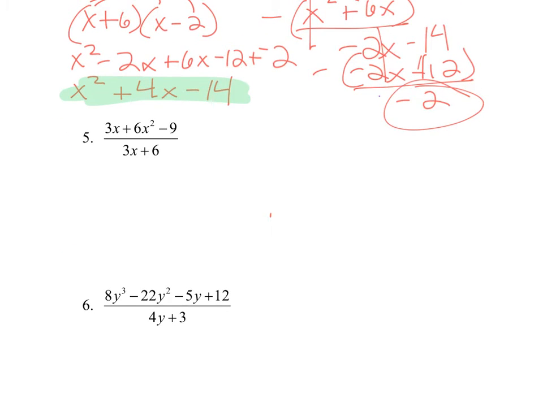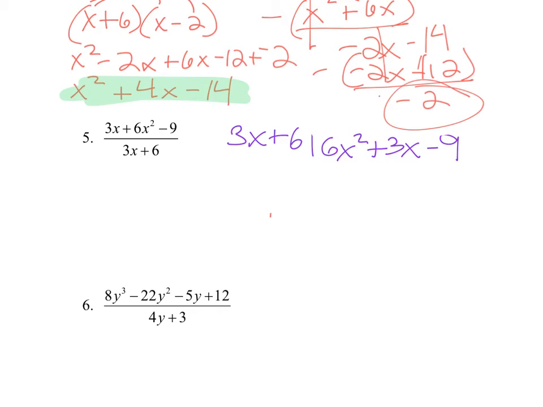Moving on. We have 5x. Sorry. This is not in the correct order, so we're going to need to rewrite it. We have 3x plus 6, and we have 6x squared plus 3x minus 9. You need to have every x term represented. I'm going to make this a little taller.